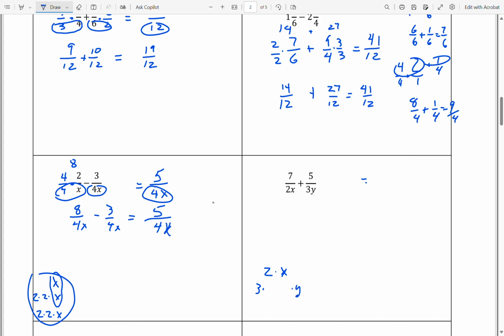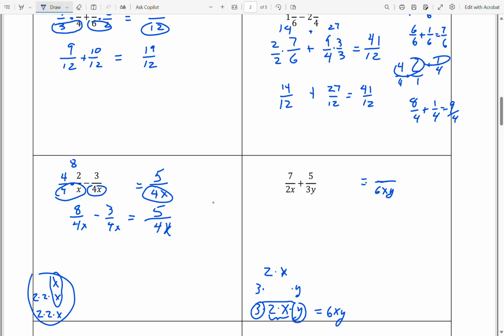So what is it that has all the denominators hidden inside? Well, it takes a 3, it takes a 2, it takes an x, it takes a y. And what you should see is that obviously this has a 3y in it, and obviously this has a 2x in it. But what is that? Well, it's 6xy. So the common denominator will be 6xy.